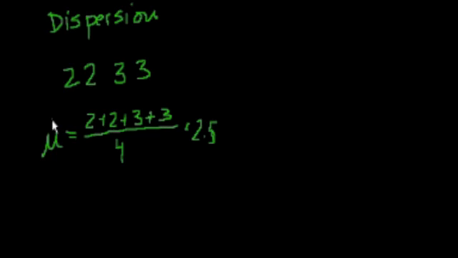Fair enough. Now what if we had this? What if we had the numbers 0, 0, and 5, and 5. So these are the numbers in the set. I'll put commas, just these are separate numbers. What's the mean here?